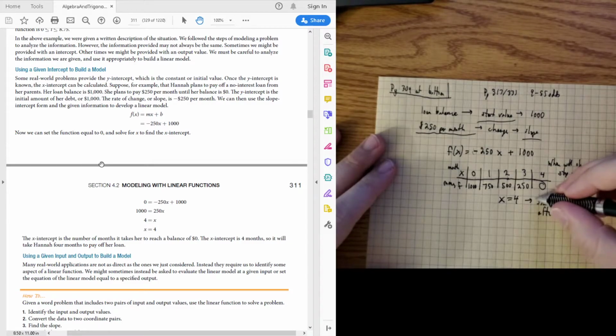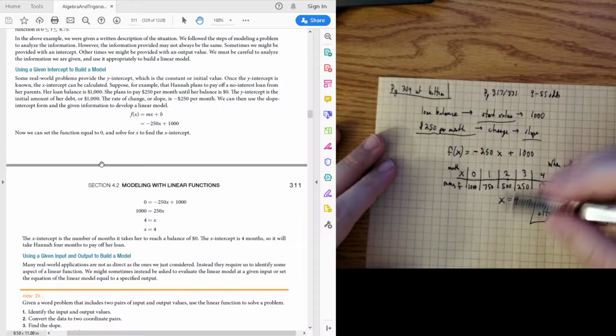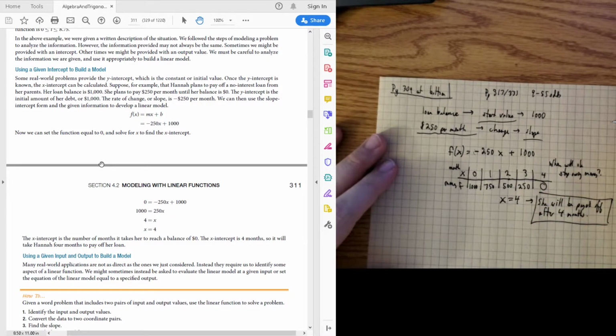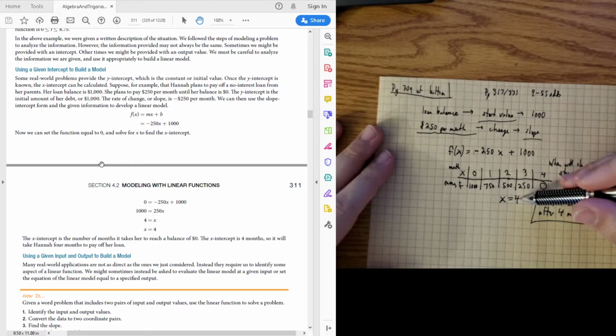It's not enough to just write down x equals 4. X equals 4 means nothing. Because if you have no context, then 4 could mean 4 months, 4 years, 4 decades, it could mean 4 cats. After 4 trips to France, she'll be paid off. Who knows what this 4 means? Without context, 4 is meaningless.